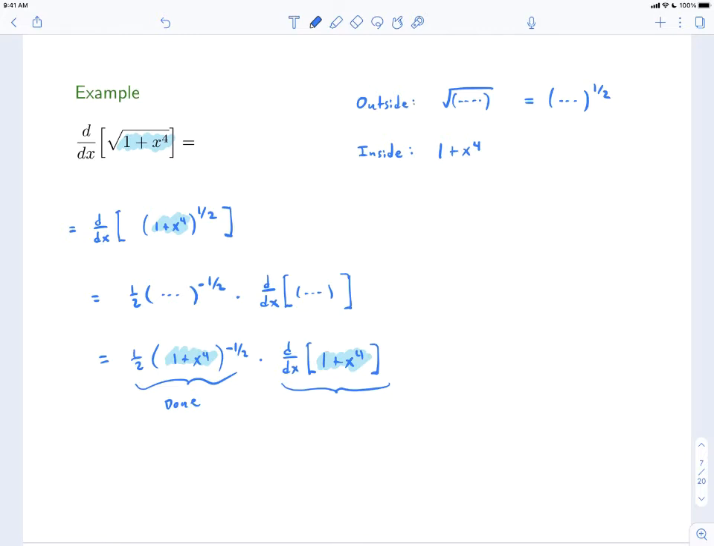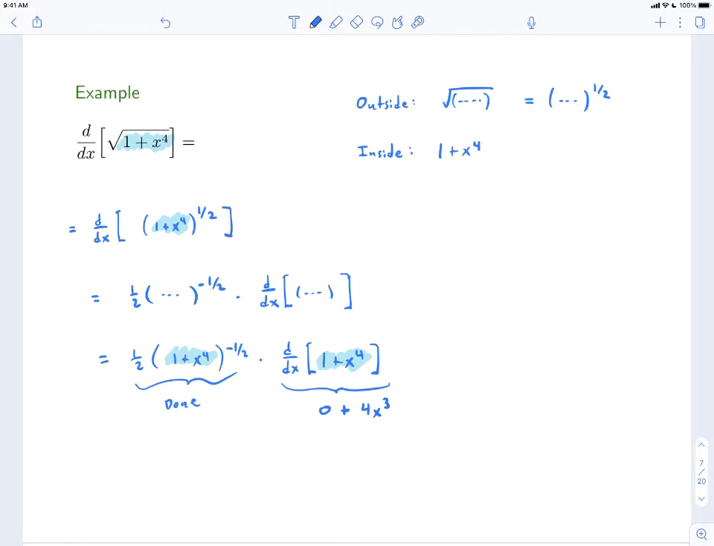The derivative of 1 is 0, plus the derivative of x to the 4 is going to be 4x cubed. So once again, you're differentiating using the power rule. The 4 comes down here, and then you decrease the exponent by 1. So you decrease the 4 by 1 to get 3. So just to make sure it's clear that that's a 4, let's connect that up.